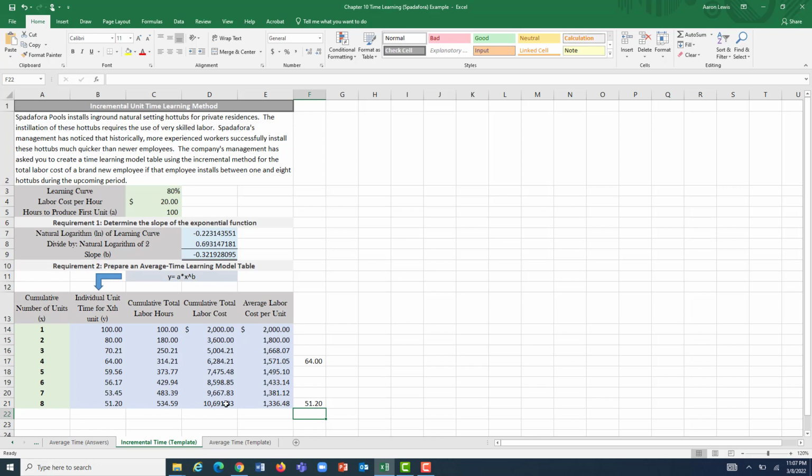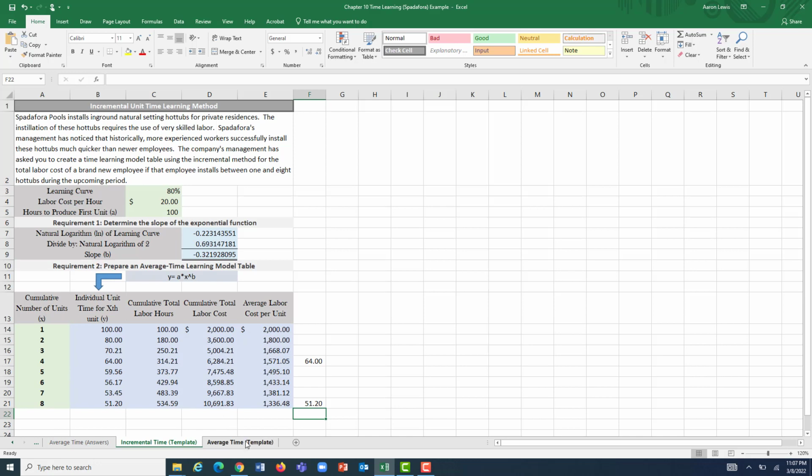It assumes that incrementally, the next unit that you make is always going to be faster than the last one, and incrementally, every time the number of units you make doubles, the last unit is going to take you 80% of the time it did before things doubled. There is another way to go about this.